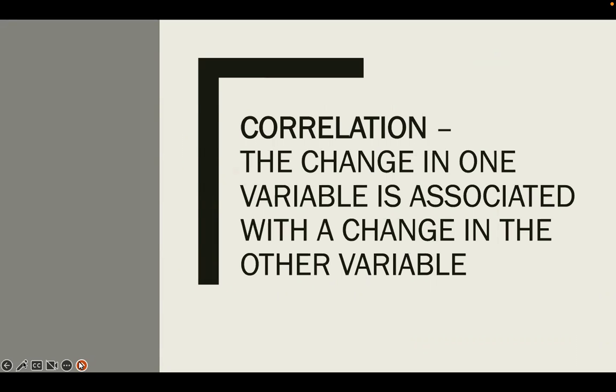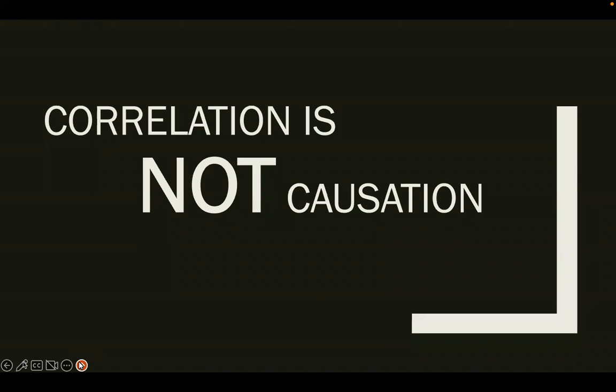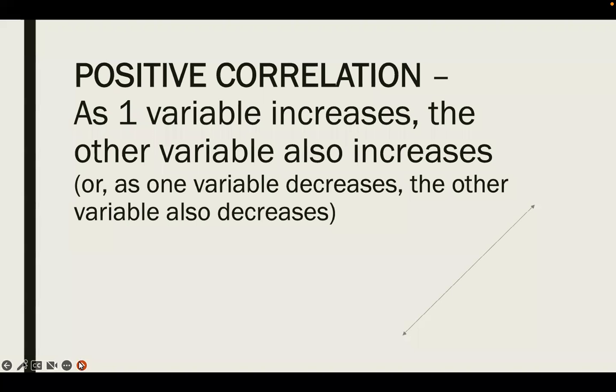And one thing to remember is that correlation is not causation, meaning if I can show there's a relationship between two variables, that does not mean that one variable is causing the other to happen. It simply means they are related in some capacity. So correlation is a relationship between two variables, not a causing from one to the other. Big difference.